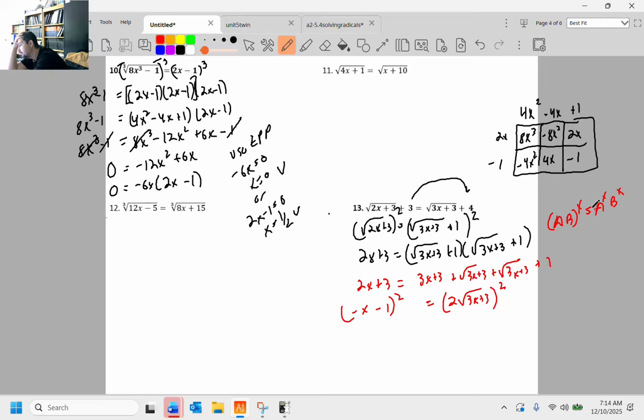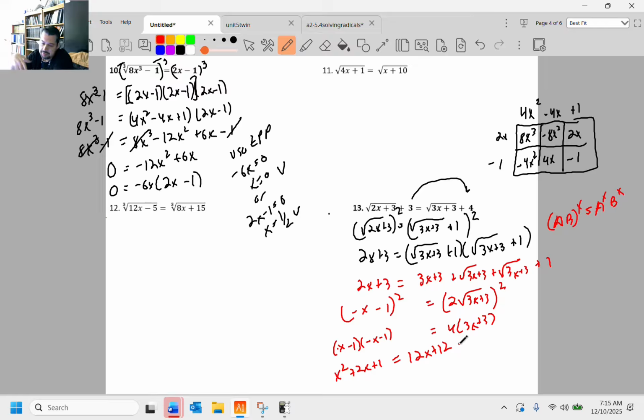Remember that little girl right there? That's the one. 2 squared is 4. If you square this, you get 3x plus 3. And this guy's got to be written twice. Negative x minus 1 times negative x minus 1, which is x squared plus x plus 2x plus 1. And that equals this guy, which is going to be 12x plus 12.